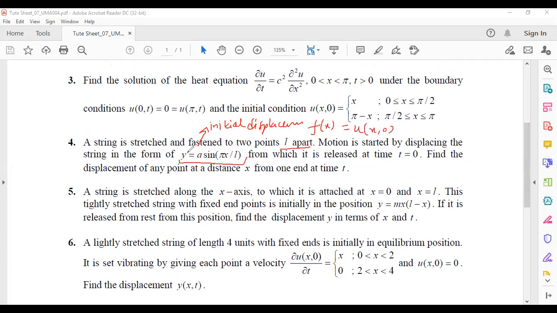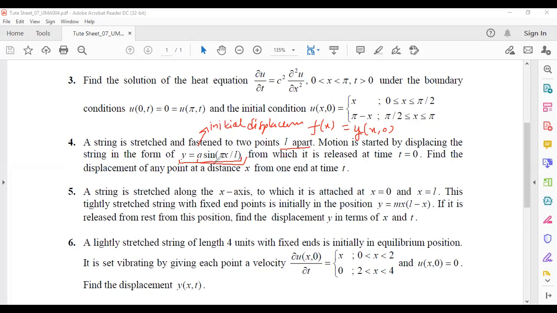In this question, they have used the notation y, but it doesn't matter. We denote our unknown function with u, but in some books you may find it as y. You can also use the notation y. Whatever it is, f(x) is given to you. This is the point I told you, that f(x) will be given to you mathematically.